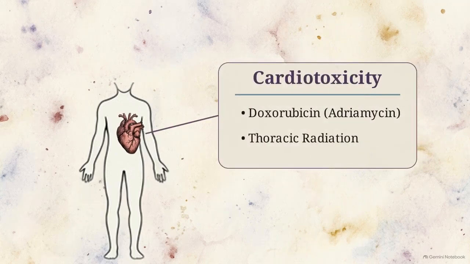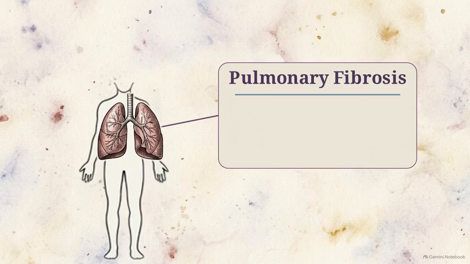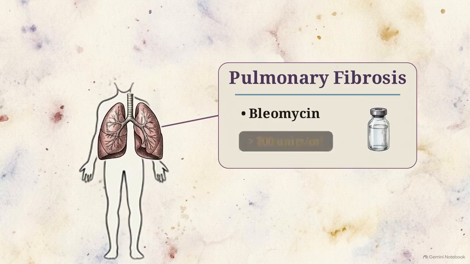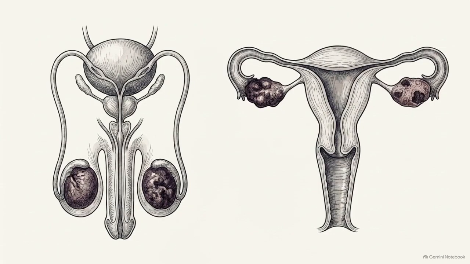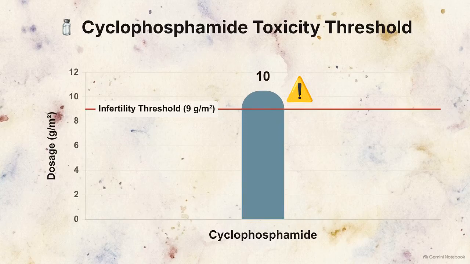Specific organ systems bear the brunt of specific agents. Survivors face severe cardiotoxicity driven by exposure to doxorubicin and thoracic radiation. Pulmonary fibrosis is a late-stage complication inextricably linked to bleomycin exceeding 200 units per square meter. Gonadal toxicity presents another critical threshold. Infertility and azoospermia are heavily dose-dependent on alkylating agents. For males, cumulative doses of cyclophosphamide greater than 9 grams per square meter reliably result in permanent infertility.